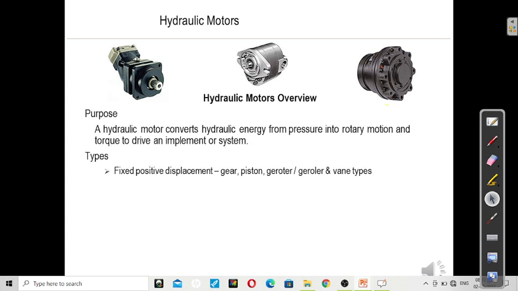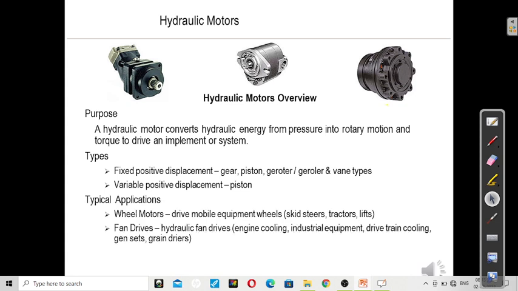This is the hydraulic motors overview. The main purpose of the hydraulic motor is that it converts hydraulic energy, from pressure, into rotary motion and torque to drive an implement or a system. This hydraulic energy of pressure will convert to rotary motion, which helps to rotate the motor. That is the main purpose of the hydraulic motor.